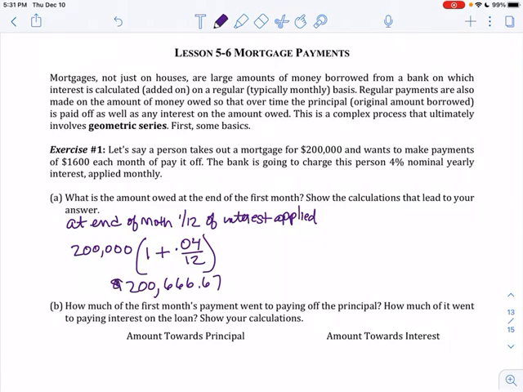Now you need to make a payment. I'm going to make a payment of $1,600 each month. So I'm going to take that $200,666.67 and I'm going to subtract my $1,600. So basically, after I make that payment the first month, I now owe the bank $199,066.67.